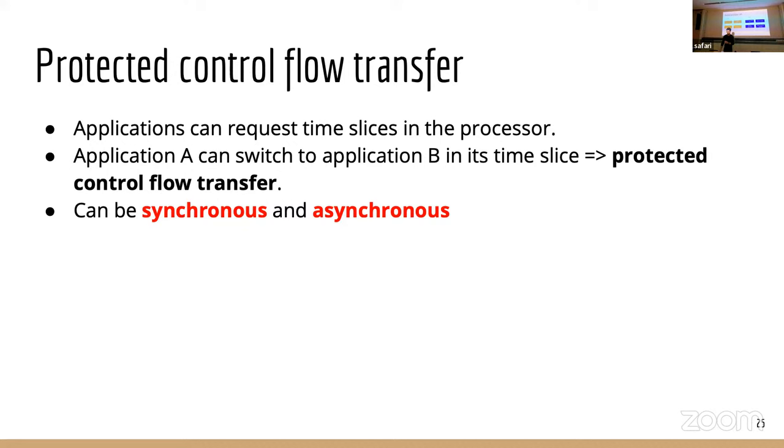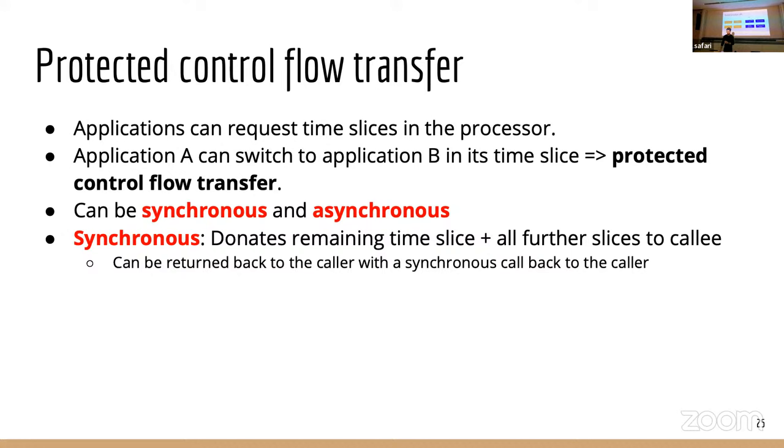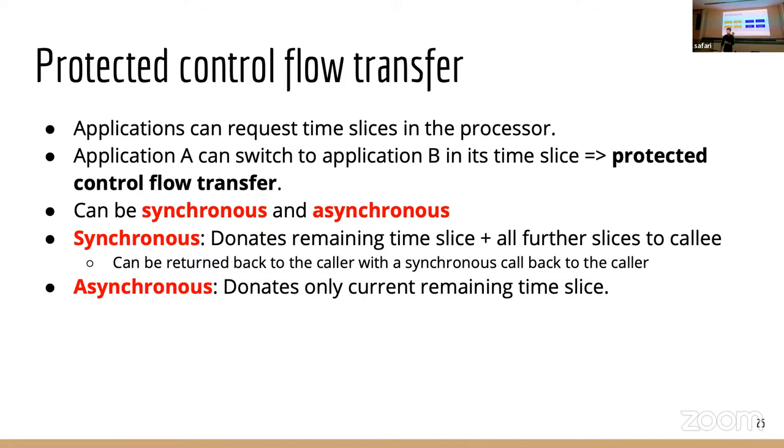These protected control flow transfers can be synchronous or asynchronous. Synchronous donates the remaining time slice that we have and all future time slices that A might have requested, which can then be returned with a synchronous call back to the caller. And asynchronous only donates the current time slice.